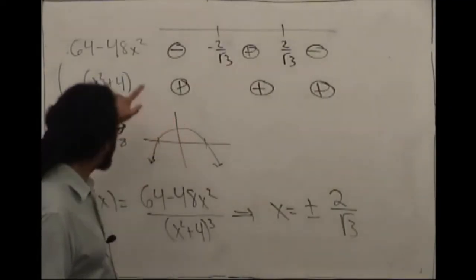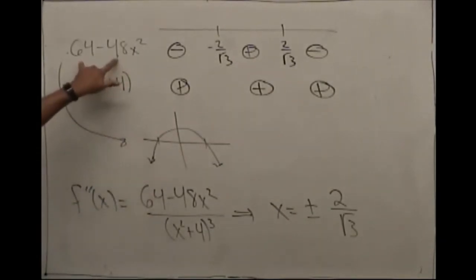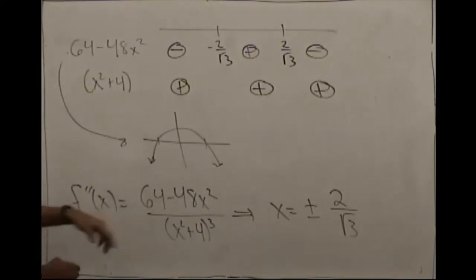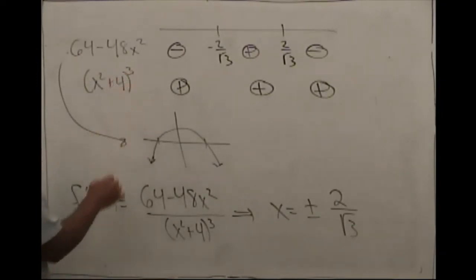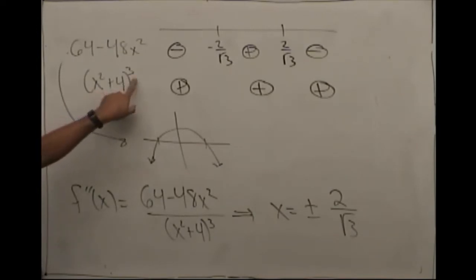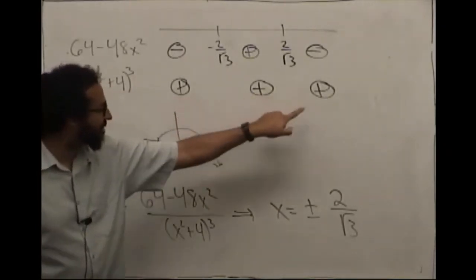Okay, so here are the factors of the second derivative off to the side here. I could have factored this thing, but I'm just going to use a little geometry to determine the signs. And then here I've got x squared plus 4. That thing is cubed. And so we know x squared plus 4 is always positive, and the cube of that is always positive. So here we get pluses all the way across.